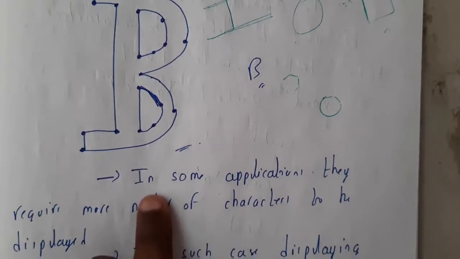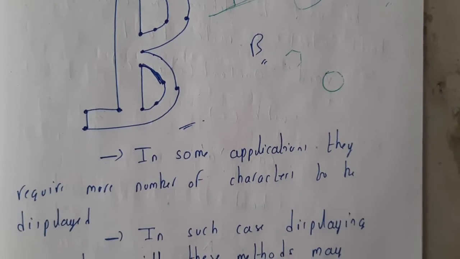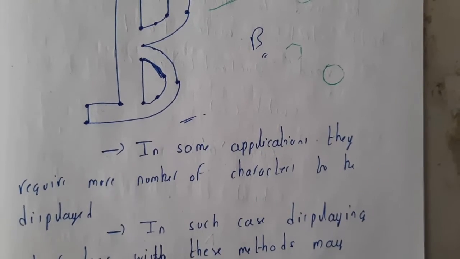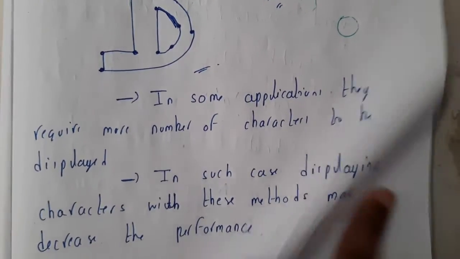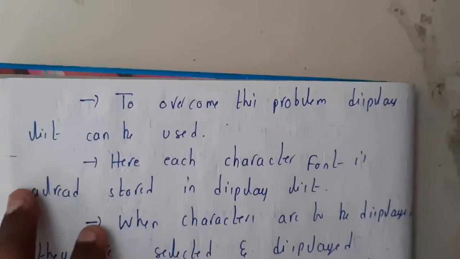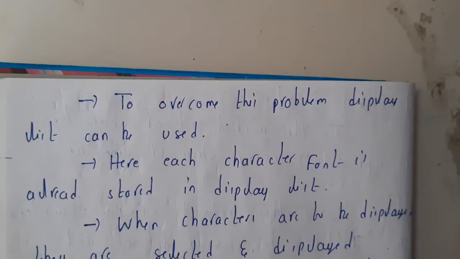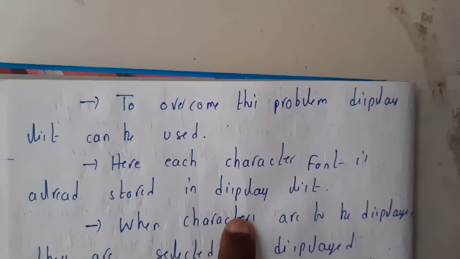In some applications they require more characters to be displayed. In such cases, displaying characters with this method may decrease the performance. That is the reason why, to overcome this problem, we are using a small trick. Basically, each character will be stored somewhere. If you press A, automatically that is called and displayed. So this is better, right?